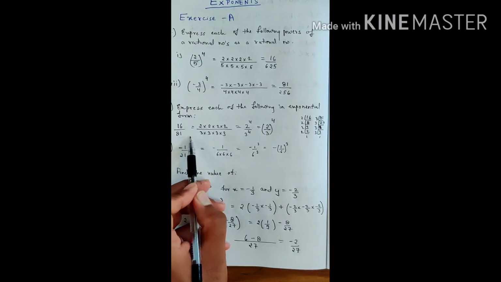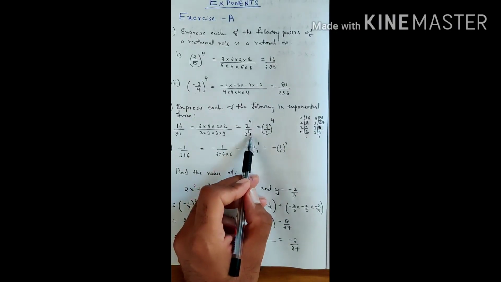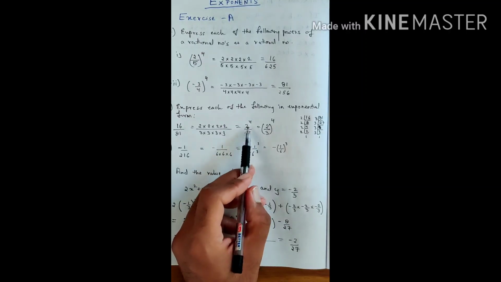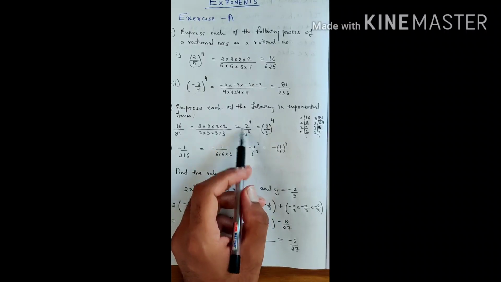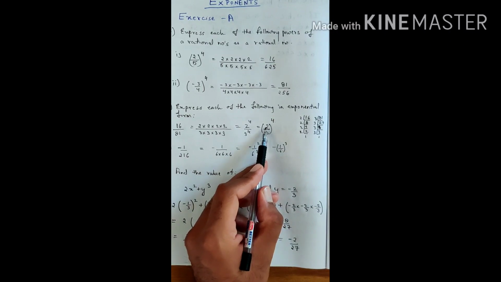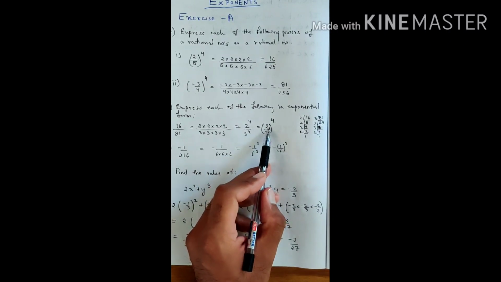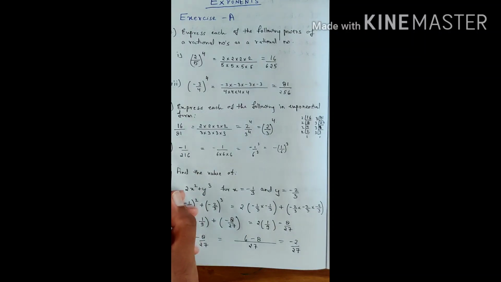Similarly, if you break 81, it will come to be 3 raised to the power of 4. Since the bases are different but the powers are the same, we will apply the law, that is, we will take the power as common. So it will be (2/3) with a common power of 4.